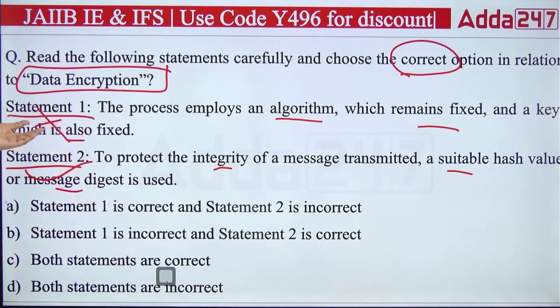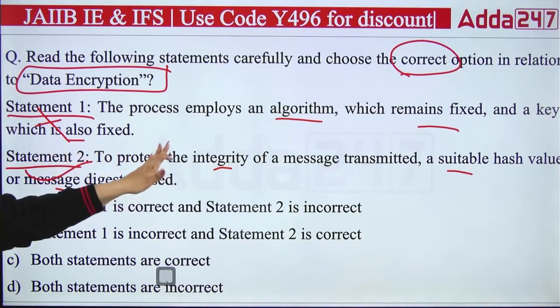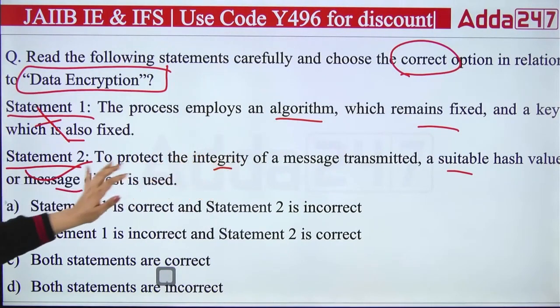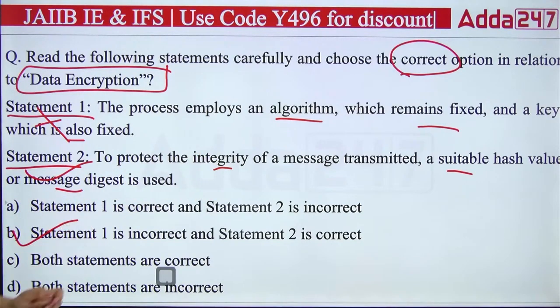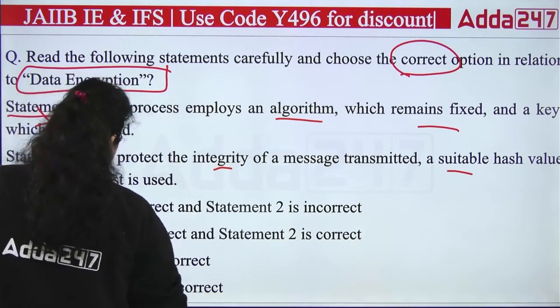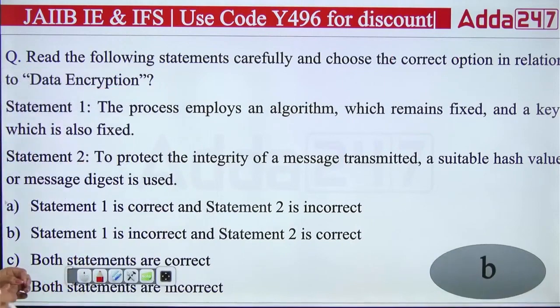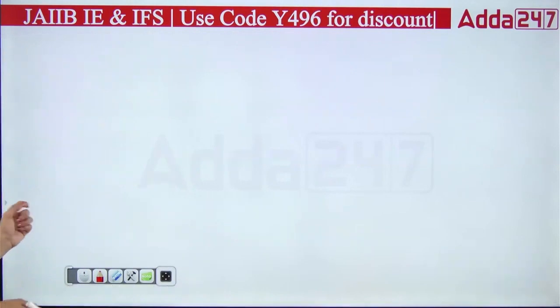Like the process employs an algorithm which remains fixed and a key which is also fixed. No, but the second is correct, that to protect the integrity of the message transmitted, a suitable hash value or message digest is used. So statement 1 is incorrect, but the second statement is correct about the data encryption. So the right answer will be your B option. Right answer is what? B.